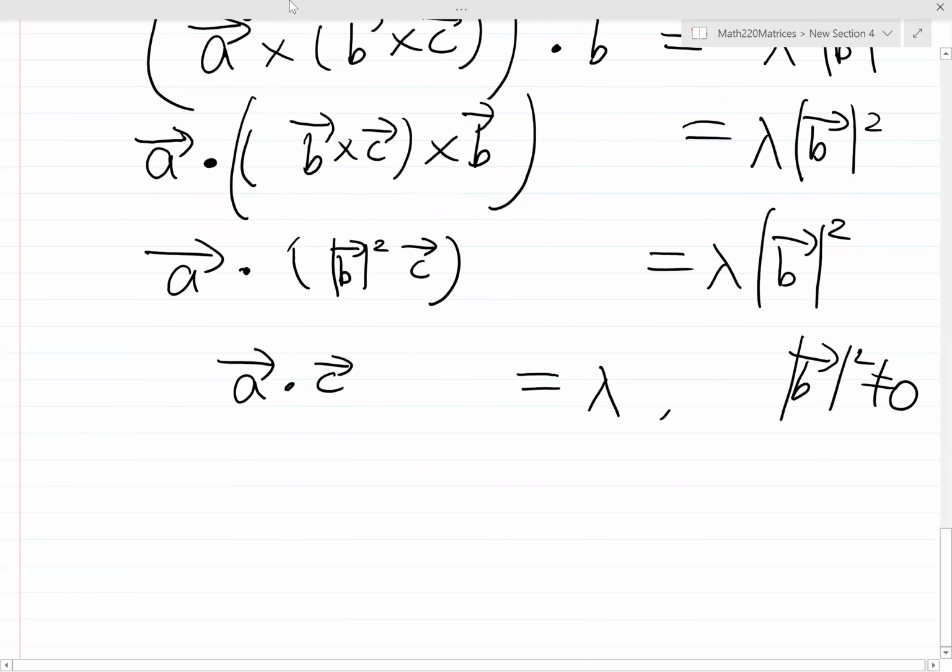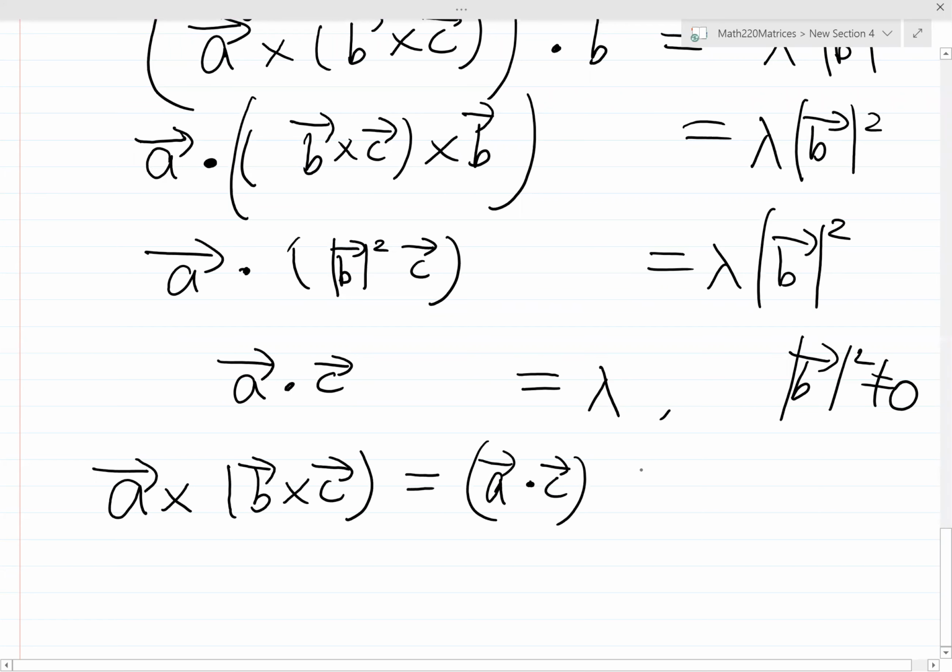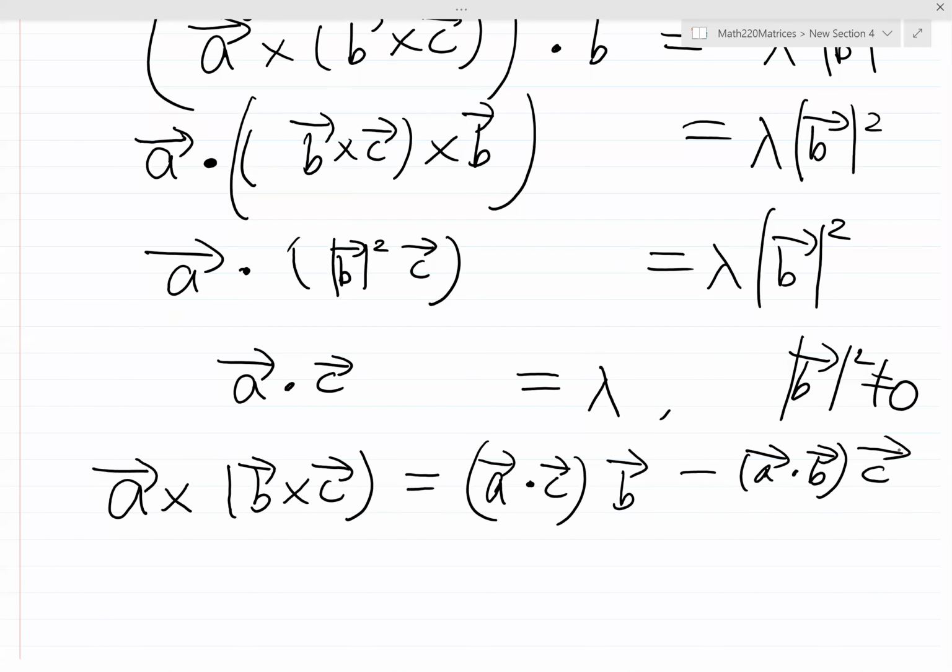So finally we get this identity: A cross B cross C, linear in B, is A dot C times B minus A dot B multiple of C. Okay, then you are done for this problem.